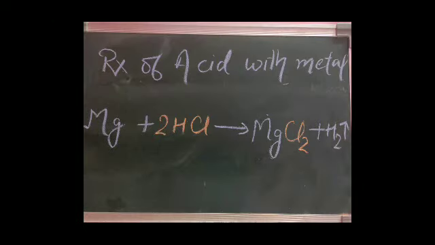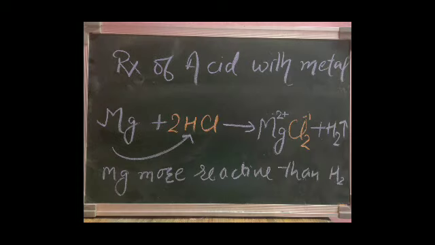Let's understand this reaction with this chemical equation. Now, how did I predict that the salt and the hydrogen gas will be produced? Look at this equation carefully. What do you think? Which type of chemical reaction will occur here? Magnesium, being more reactive than hydrogen, will displace the hydrogen from hydrochloric acid and then it forms magnesium chloride as a salt and also produces hydrogen gas.